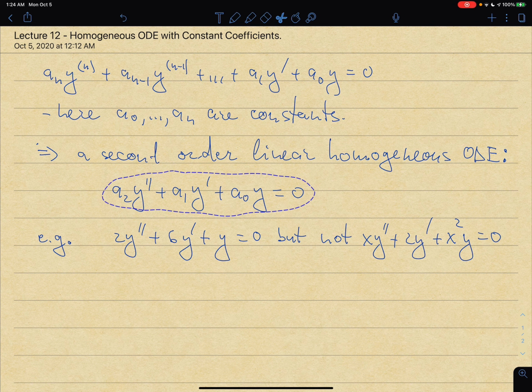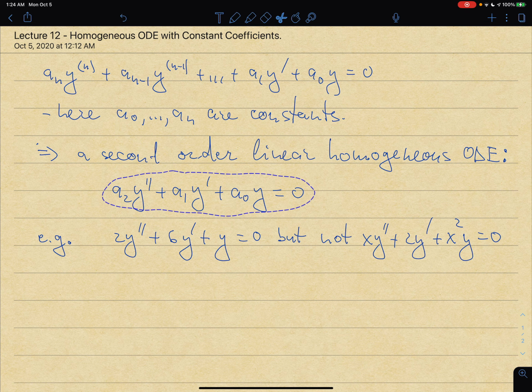And then briefly at the end, we're going to talk about higher order equations because the methodology for solution is going to be exactly the same. So learning about second order equations would be enough.